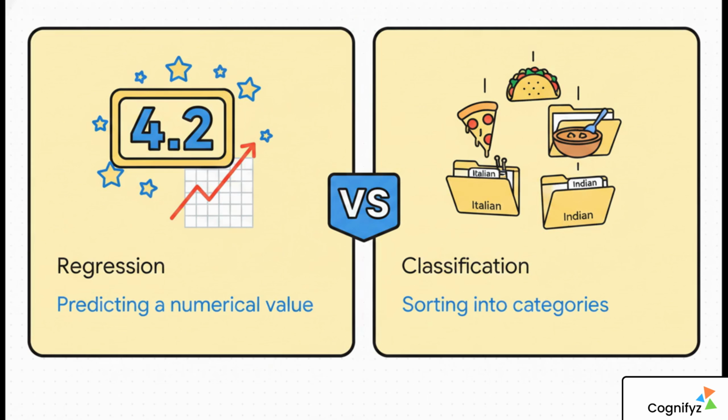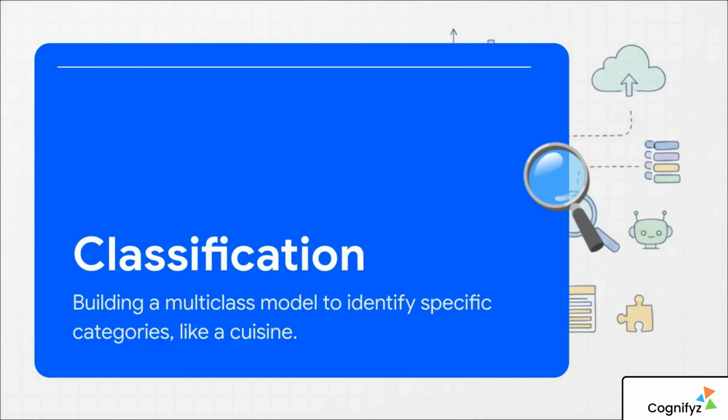It's asking, is this restaurant Italian, Mexican, or Indian? Grasping this fundamental difference between predicting a number versus a category is a massive leap forward in your machine learning education. And that leads us perfectly into Task 3, Cuisine classification.